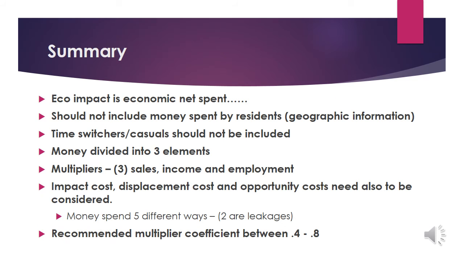In summary, economic impact is the economic net money spent by visitors to a local community. Should not include money spent by residents, and geographic information can provide a hearty justification for locals versus non-locals. Time switchers and casuals should not be included, and money is divided into 3 specific elements: direct, indirect, and induced. There's 3 multipliers that are used, often which are the most abused part of the economic impact analysis.